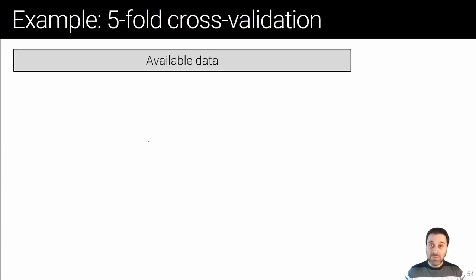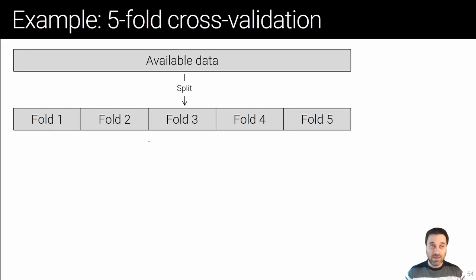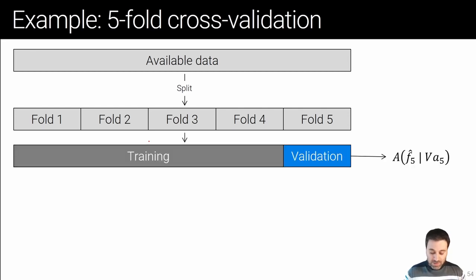So let's say we want to do 5-fold cross-validation, and this is all the available data we have. Step number 1, we split in 5 folds of equal size. And again, we have to be careful here, maintaining the representativeness of all the folds. So we have to be careful about how we split the data. What do we do? Well, let's take fold 5, for example. We set folds 1, 2, 3, and 4 as the training set. We fit the model. Let's call it f hat sub 5. And then we validate on the 5th fold alone. So this is the accuracy of this model based on this validation set.